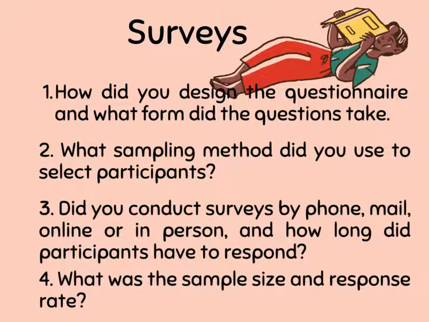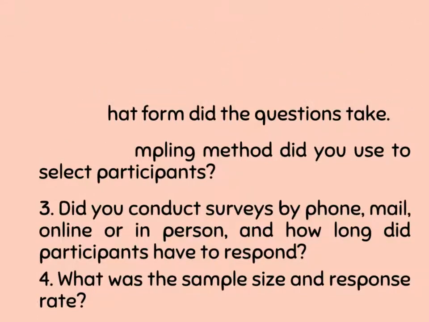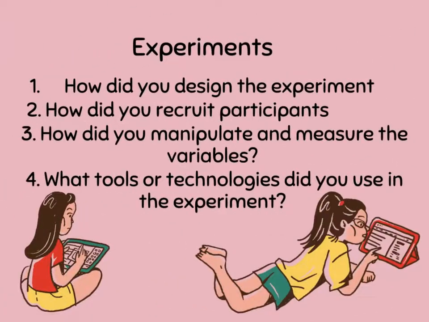Experiments: give full details of the tools, techniques, and procedures you used to conduct the experiment. How did you design the experiment? How did you recruit participants? How did you manipulate and measure the variables? What tools or technologies did you use in the experiment? In experimental research, it is especially important to give enough detail for another researcher to reproduce your results.